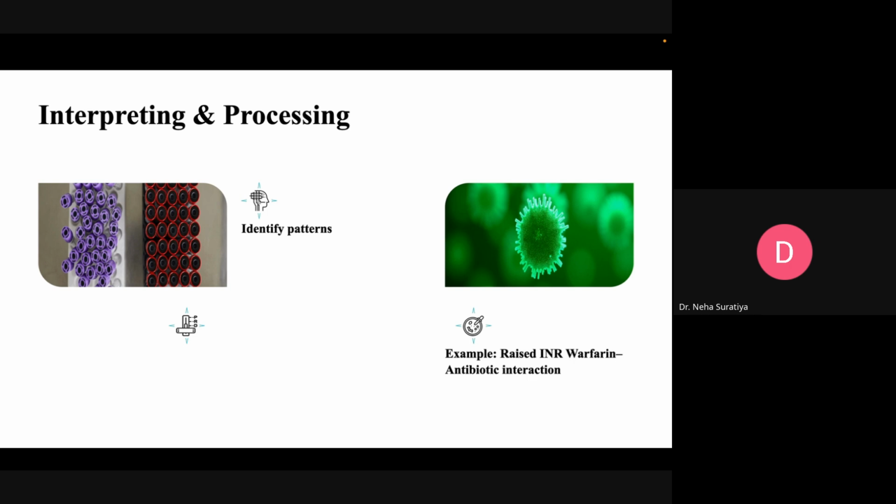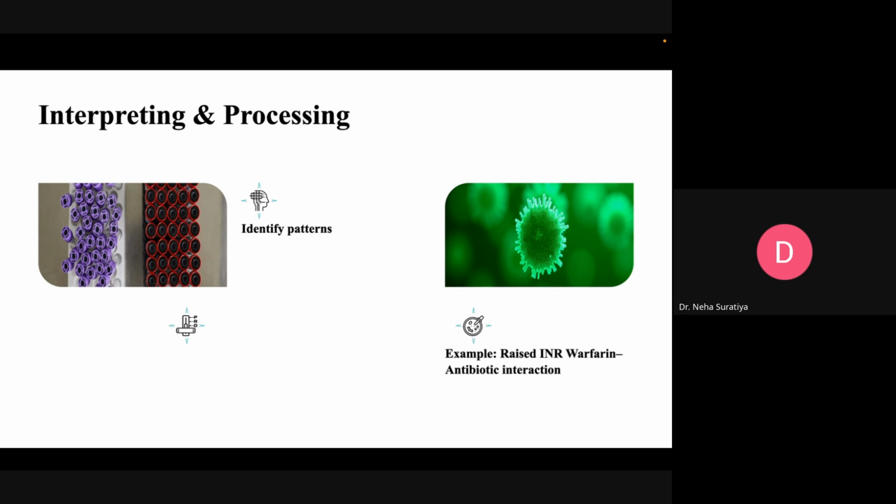Imagine a patient is on warfarin and suddenly has a raised INR. When you are interpreting and processing this, you are thinking why this INR is high. You will check the recent changes, like whether the patient started an antibiotic or not. For example, azithromycin, metronidazole, ceftriaxone, right? You will check the patient's recent changes in medicine. Also, you will recognize this can increase warfarin level, so that leads to a higher INR and bleeding risk.